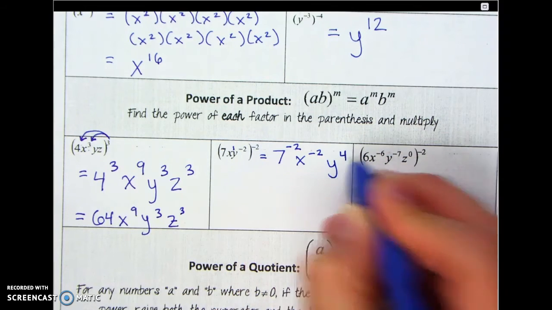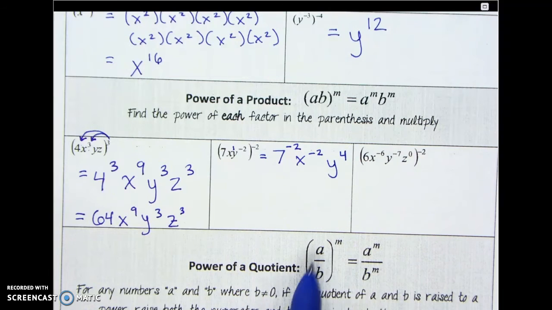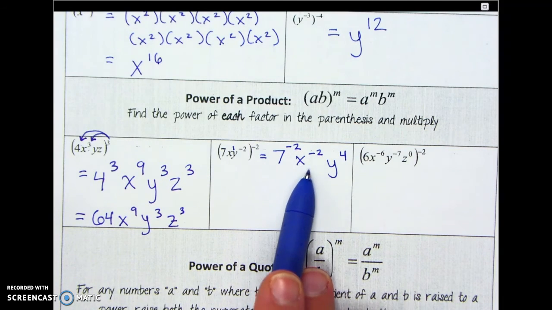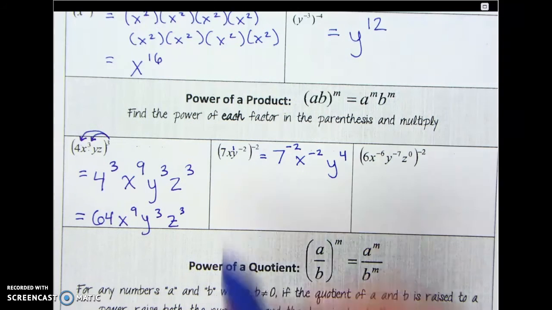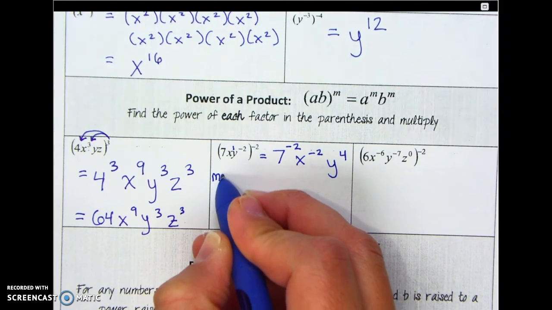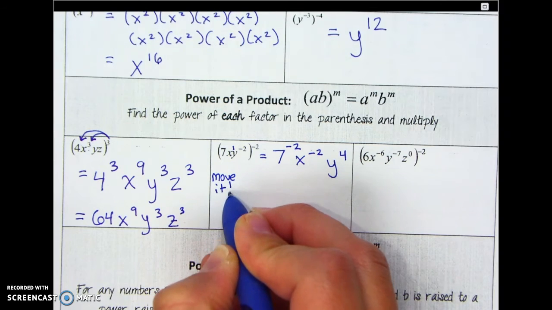positive 4. Now, do you see any negative powers? You may not leave your answers with negative powers, so you need to, I like to move it, I like to move it, okay?